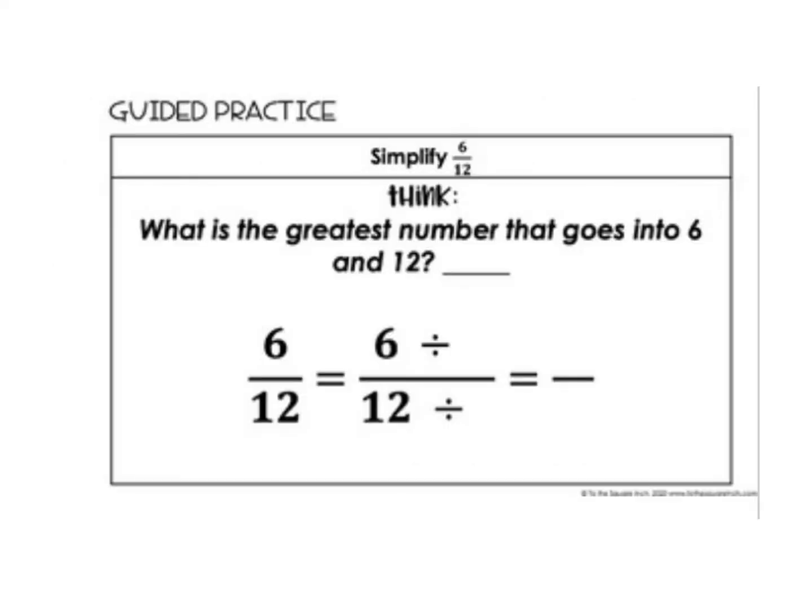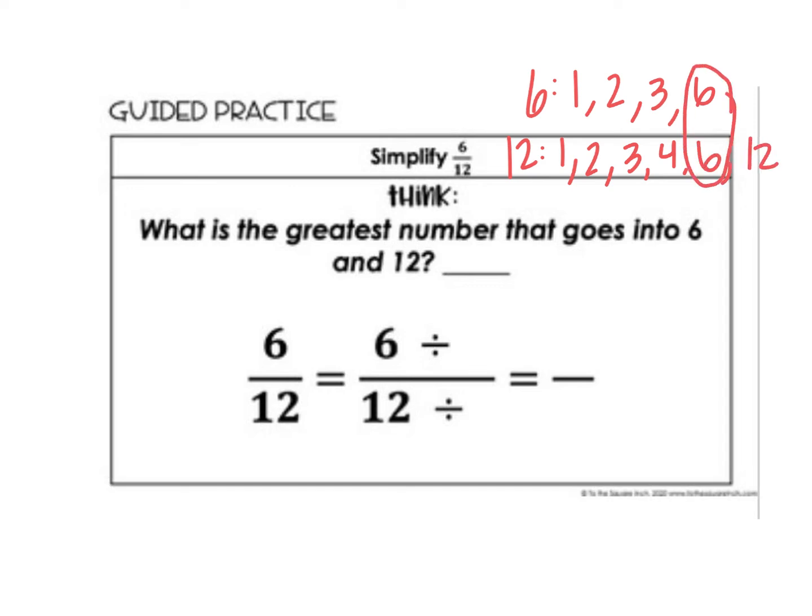Okay, so write this down. We're simplifying 6/12. What is the greatest number that goes into both 6 and 12? So the biggest number that they can both be divided by. If we were to list out the factors of them, 6 would be 1, 2, 3, and 6. Those are the numbers that multiply to make 6. And then for 12, 1, 2, 3, 4, 6, and 12. The greatest number that they have in common being 6.